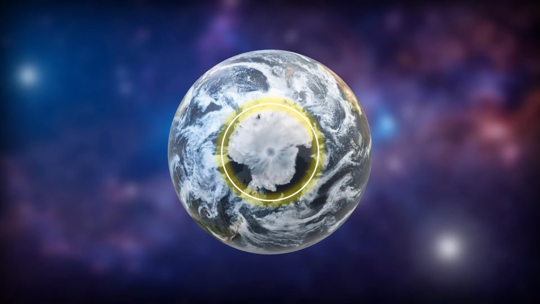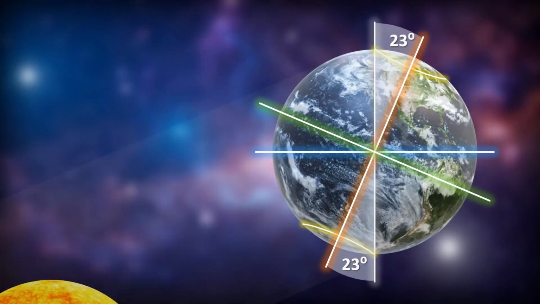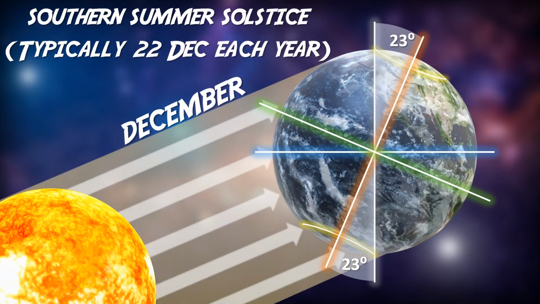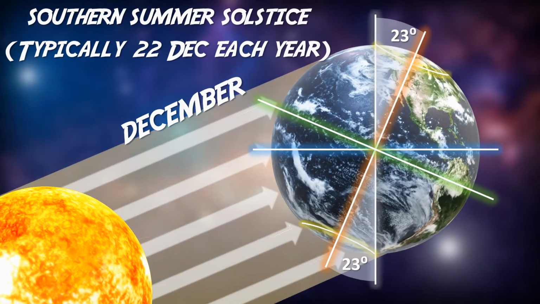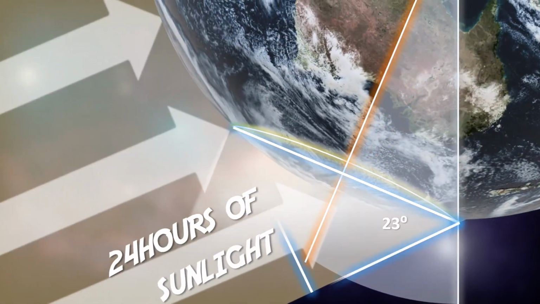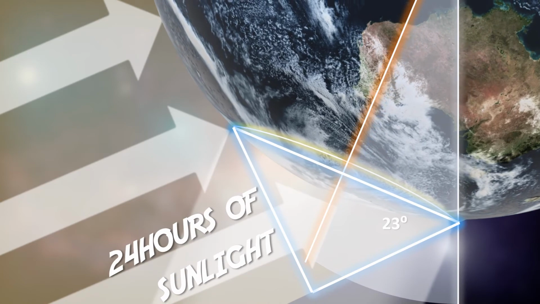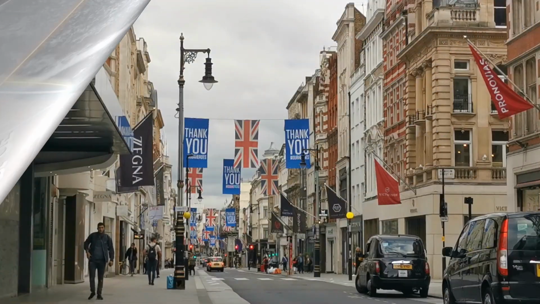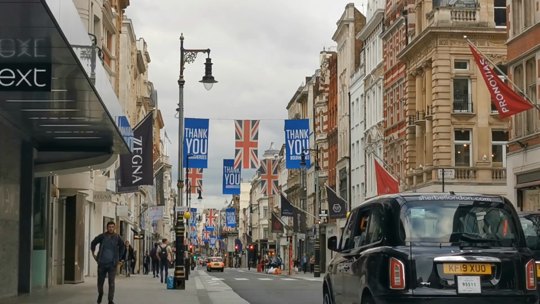One of the neat features of the Antarctic Circle is that on the southern summer solstice, which typically falls on the 22nd of December, the sun is positioned in such a way that the entire Antarctic Circle is hit by the sun. And for a period of 24 hours, the sun can be seen above the horizon, giving you 24 hours of sunlight. For my English viewers, the sun is a giant ball of fire in the sky.